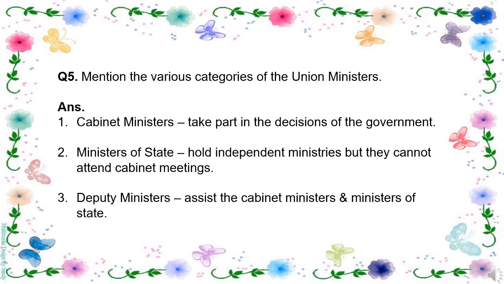Now the last question from this chapter, question number 5. Mention the various categories of the union ministers. Answer: cabinet ministers who take part in the decisions of the government; ministers of state hold independent ministries but they cannot attend cabinet meetings. Point number 3, deputy ministers assist the cabinet ministers and ministers of state.